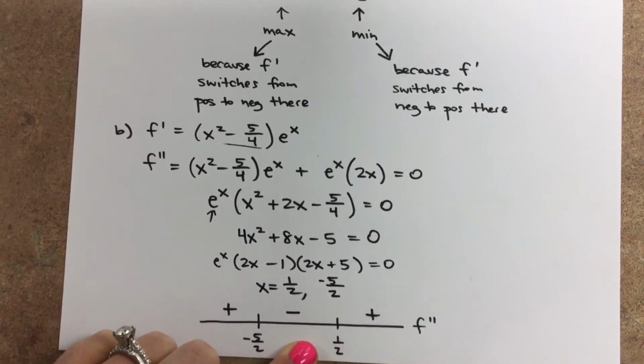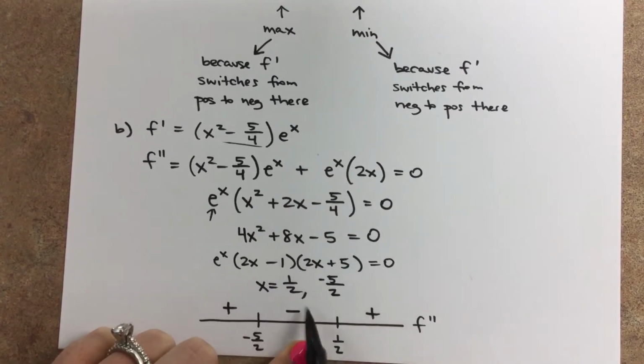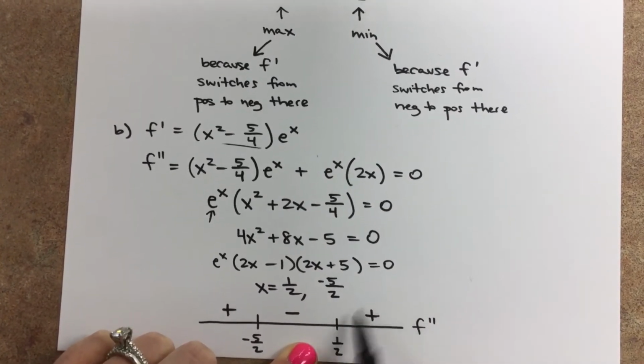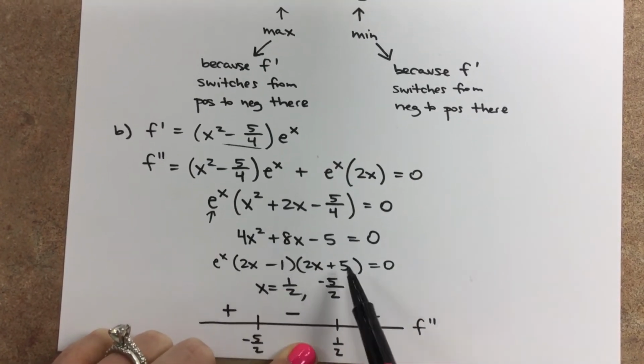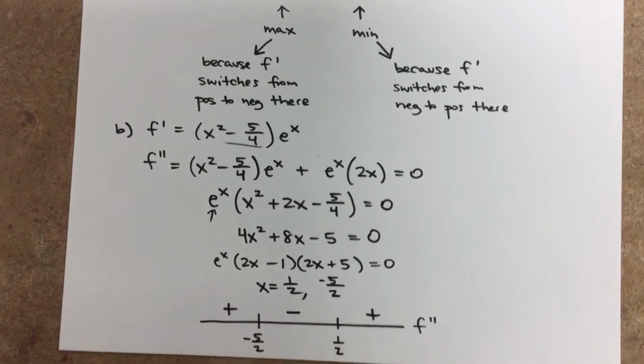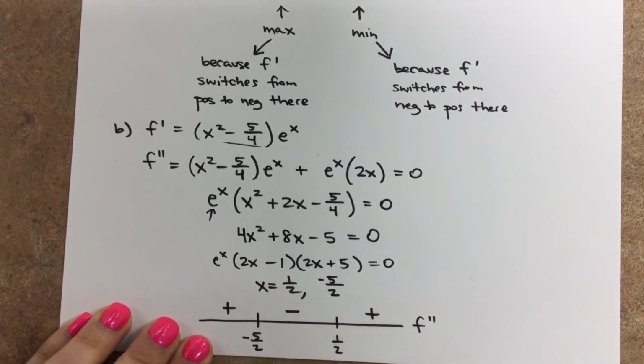Then you could plug in 0. This is positive. This is negative. This is positive. So it comes out negative. And you could plug in like 1 or 2. This would be positive. This would be positive. This would be positive. So those are your sign changes. You can see that it does change sign here and it does change sign here.